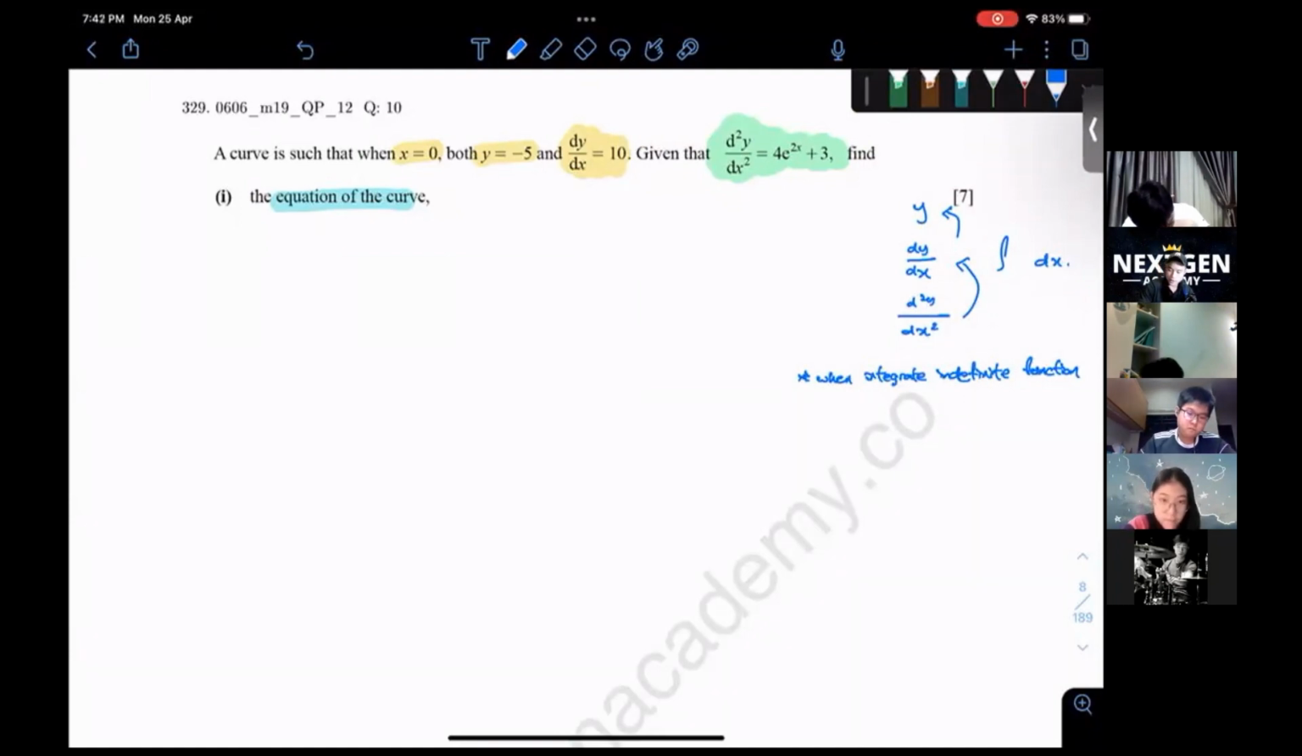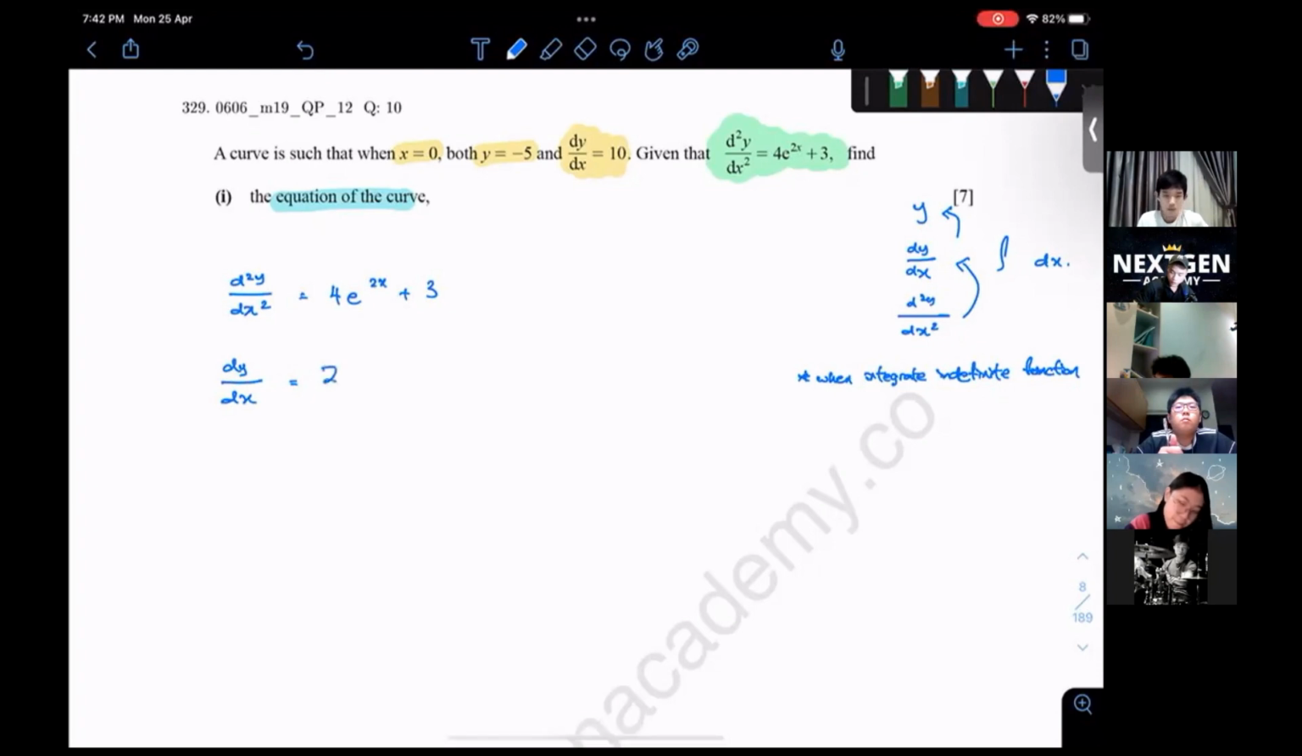So let's start with this one. d squared y over dx squared equals 4e to the power of 2x plus 3. I want to integrate first. So you all got to remember how to integrate your exponential. Instead of multiplying the power, you divide it. So you will get 2e to the power of 2x plus 3x plus c.